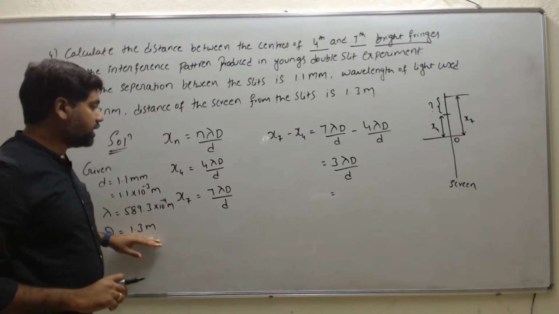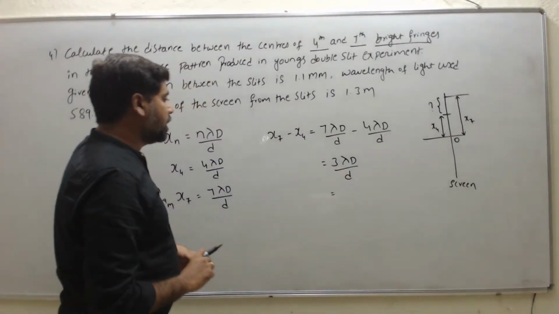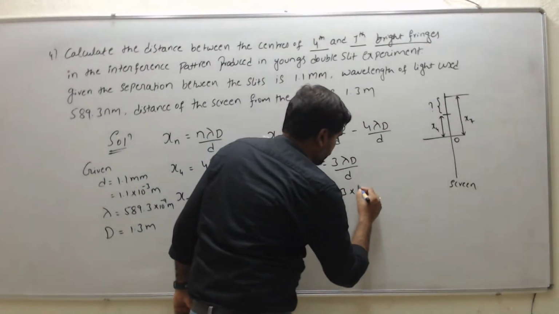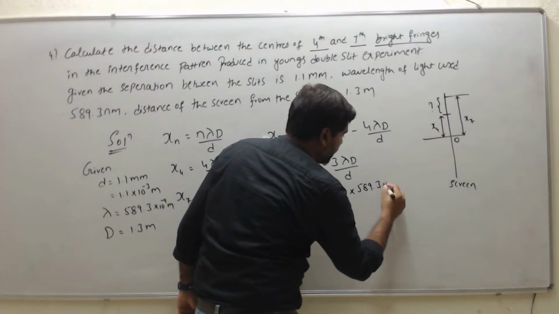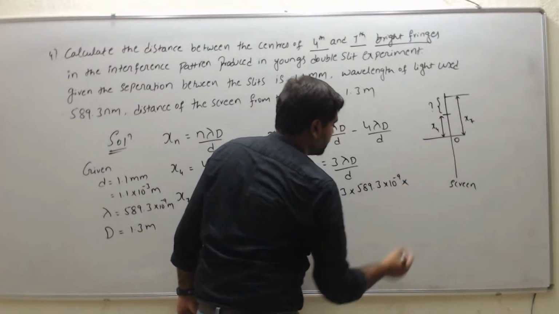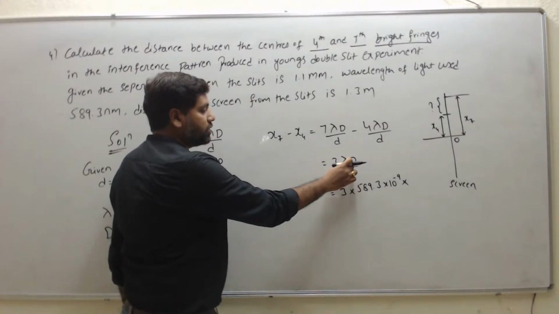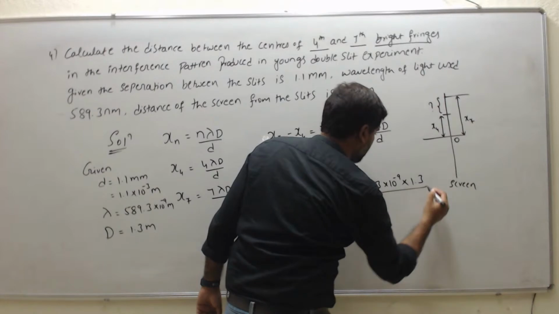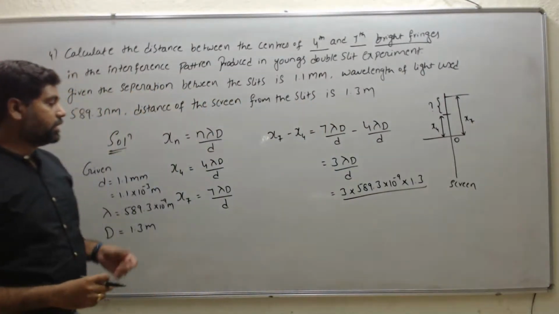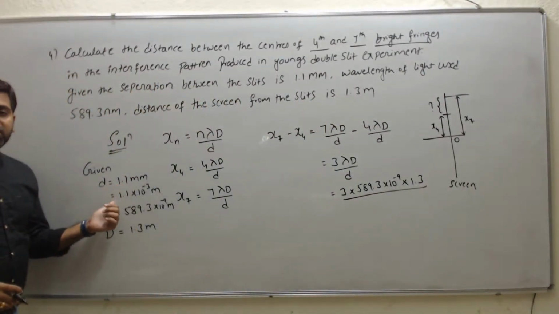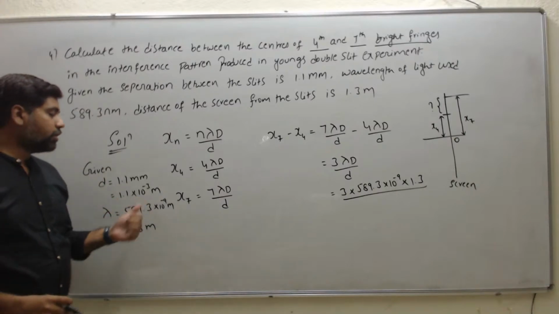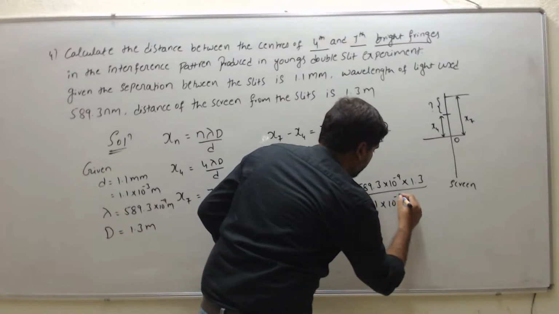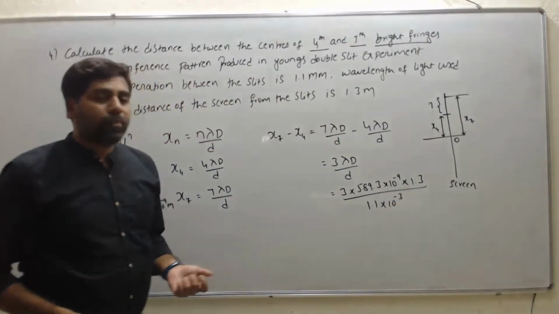So we know all these three values. Now substitute here and simplify. That is 3 into 589.3 into 10 to the power of minus 9, and the distance between the screen and the slits is 1.3, whole divided by small d, the distance between the slits, which is 1.1 into 10 to the power of minus 3 meter.